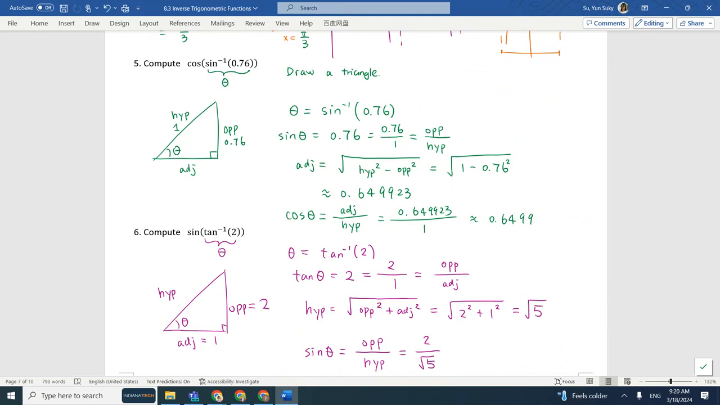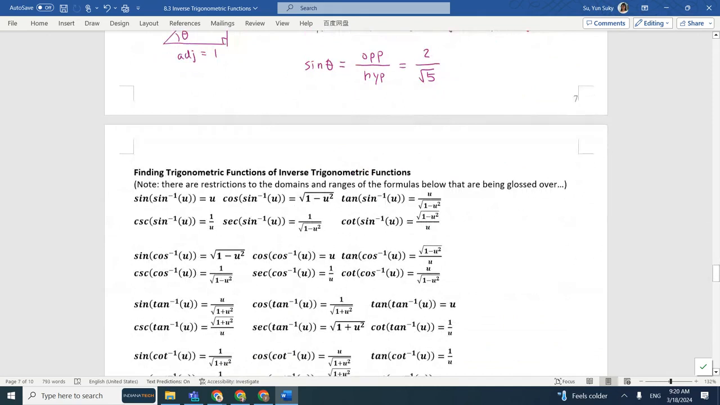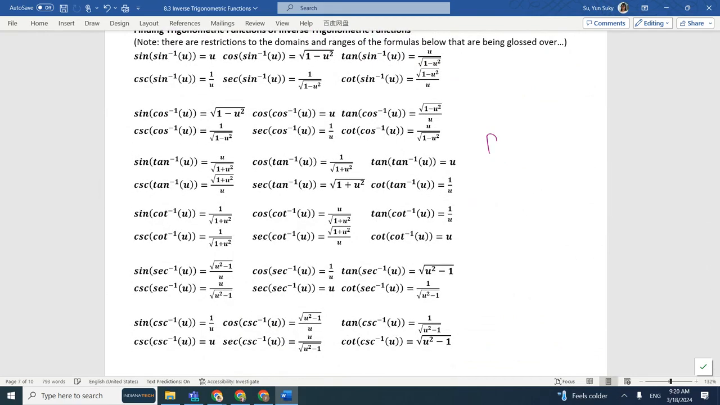Is that okay, everybody? Good. So just remember the method of drawing a triangle, and you do not need to memorize these formulas. Yes, it looks like a lot. I feel dizzy when I look at it. Just draw the triangle, and you can find all these formulas. Don't need to memorize them.